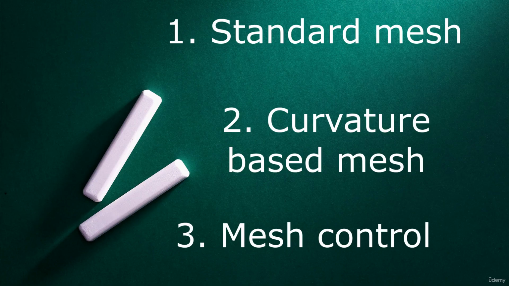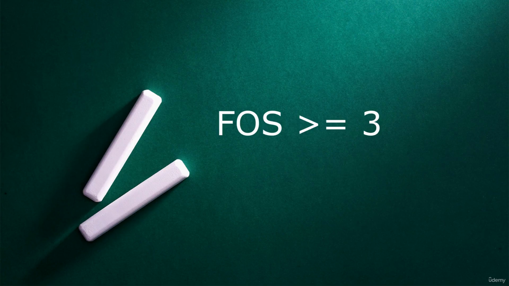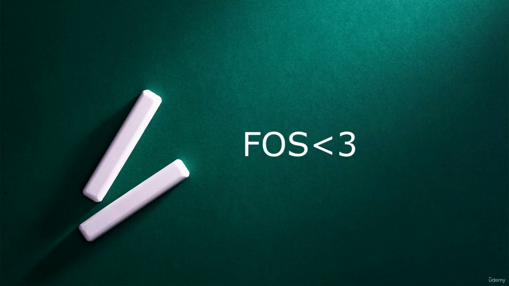So how do you know that your part is overbuilt or that your part will break? If you want to assure that your part won't break, make sure that you have a factor of safety of at least 3. If you have a factor of safety below 3, you can change the material to a different material, or you can add some material to your model, for example fillets, chamfers, ribs, and so on.